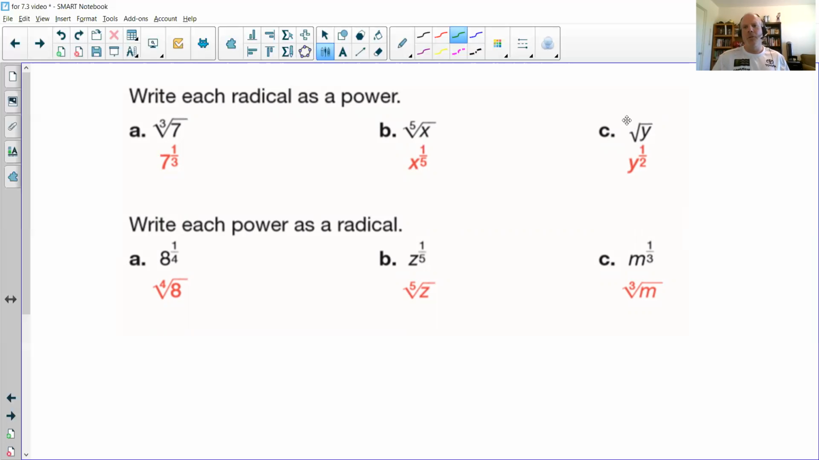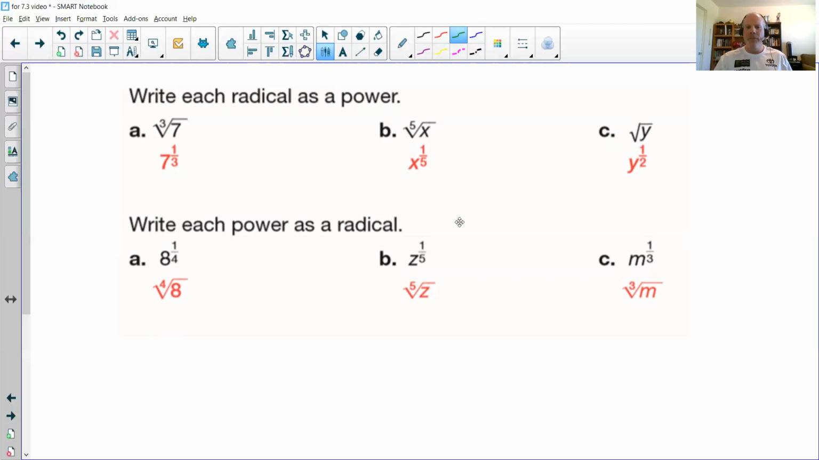Remember that if there is no index, it's a square root. So the square root of y is the same as y to the 1/2 power. Now we'll go in the opposite direction and write each power as a radical expression. So 8 to the 1/4, the denominator of 4 in the exponent becomes the index of the radical. So 8 to the 1/4 is equivalent to the 4th root of 8.